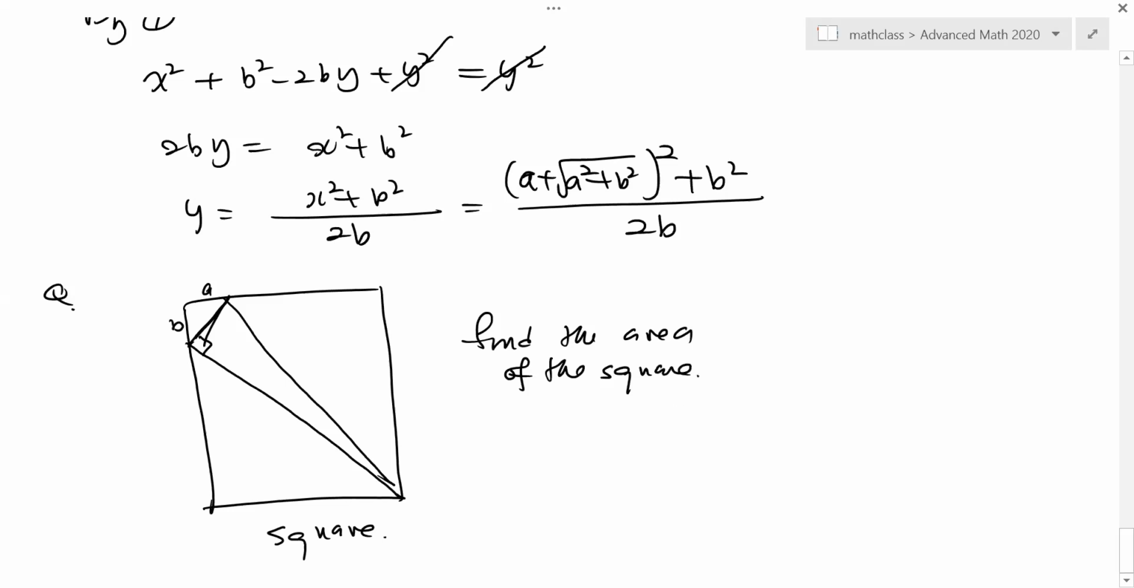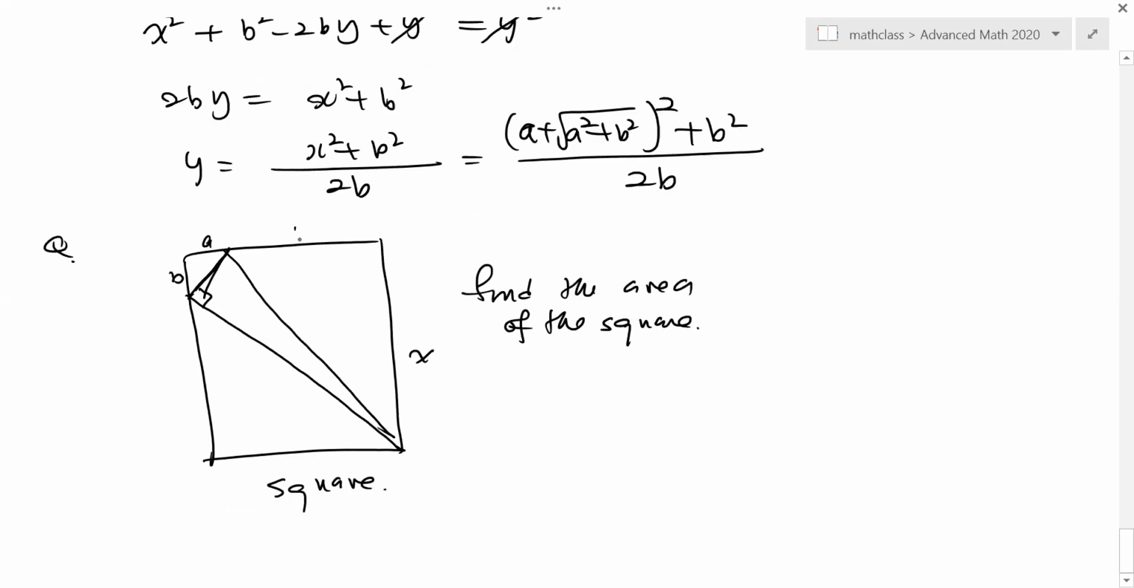In other words, you need to find the x and the x, which is going to be x squared. Okay, can you find the equation in x by applying the Pythagorean theorem, and then you solve the problem.